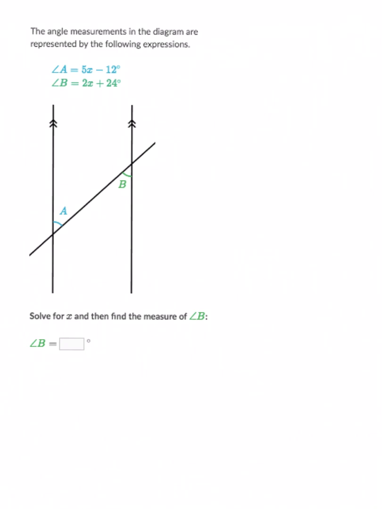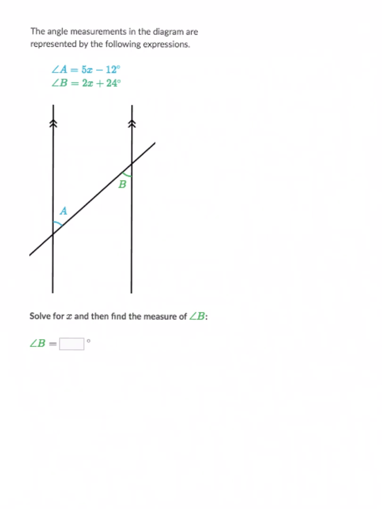Let's look at the given picture. It says the angle measurements in the diagram are represented by the following expressions. They're telling me that angle A is 5x minus 12 and angle B is 2x plus 24. Looking at this picture, I notice that here's my parallel lines and here's my transversal. A is an acute angle, B is an acute angle. Therefore, I know that those two angles will equal each other.